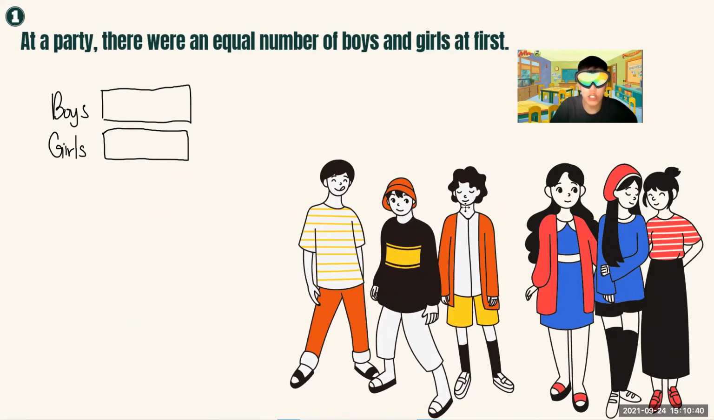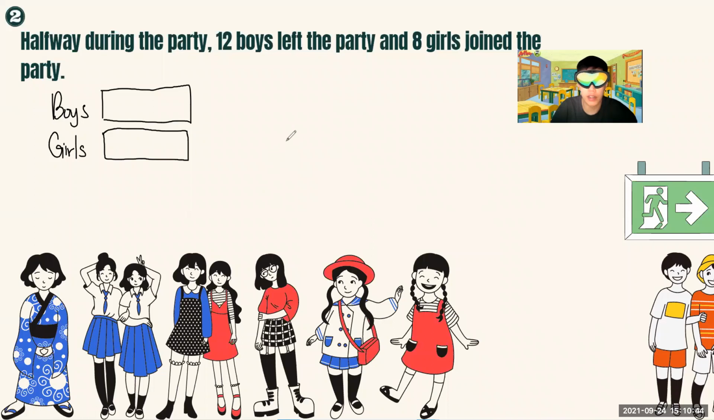Halfway during the party, 12 boys left the party and 8 girls joined the party. Okay, so let's talk about the 12 boys first. They left the party, so this much is actually 12. In fact, I would like to use dotted lines to show that they have left the party. And for girls, what happened? 8 girls joined the party. So I'll just put 8 over here.